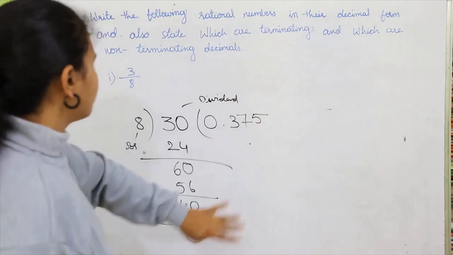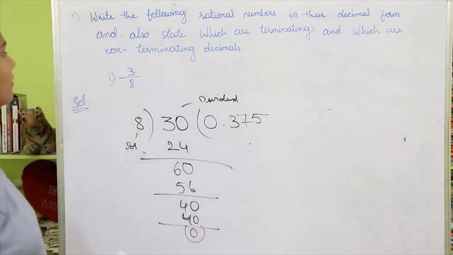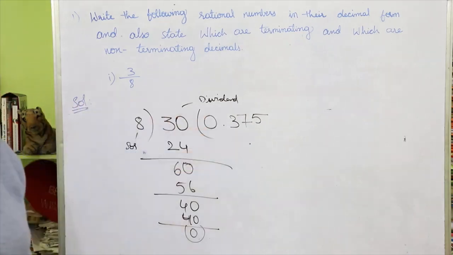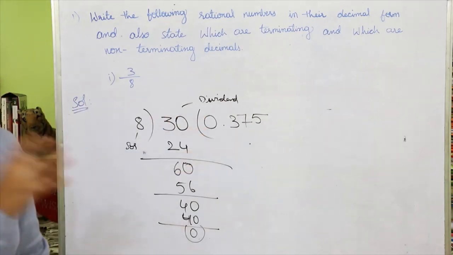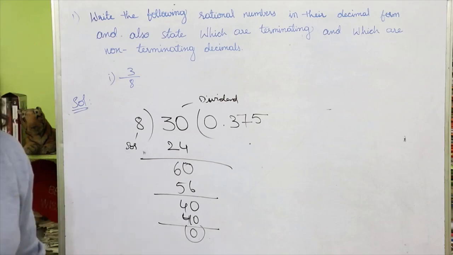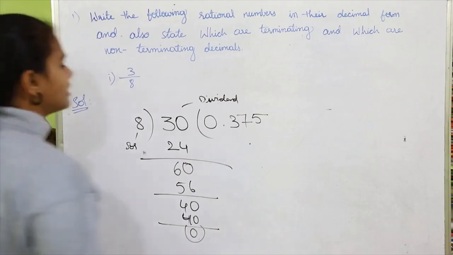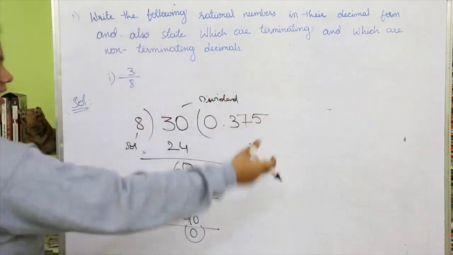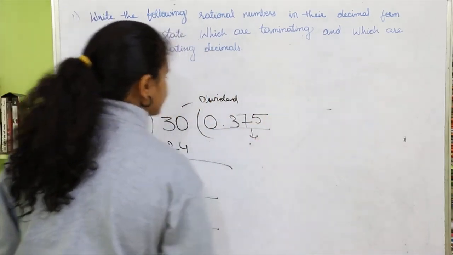0.375 is the coefficient and 0 is the remainder. Now, is this a terminating or non-terminating decimal? Which decimal is it? Yes, it's a terminating decimal because you got 0.375.